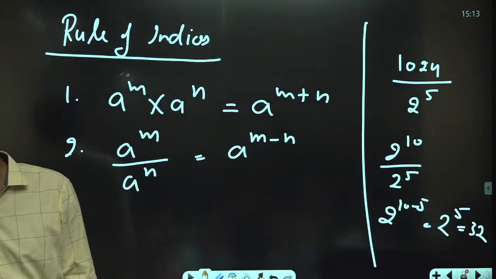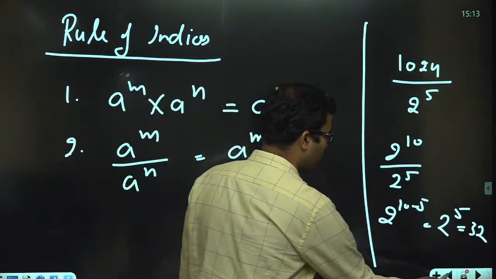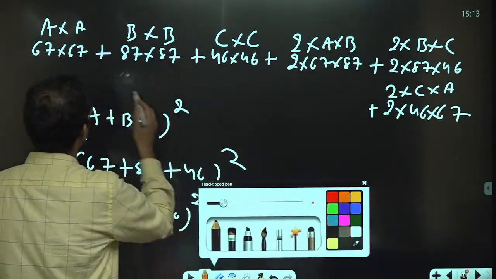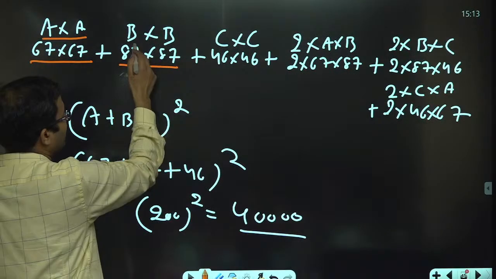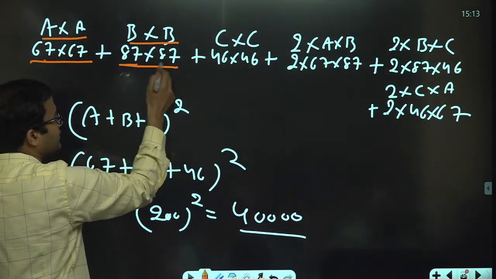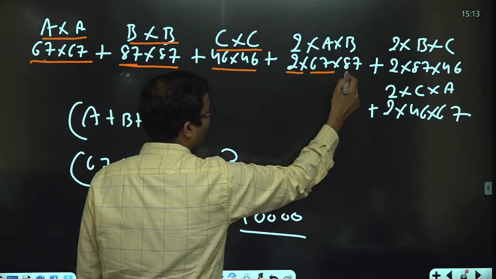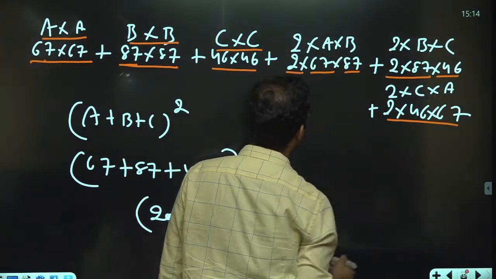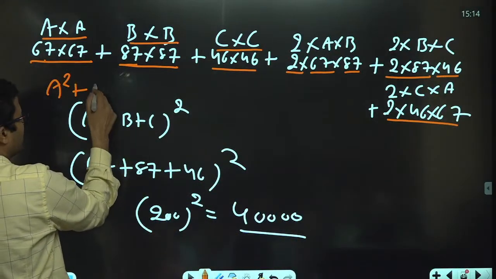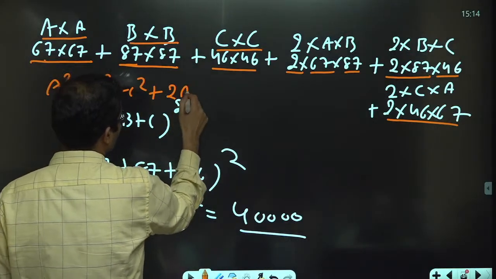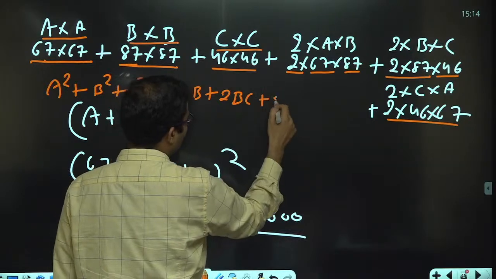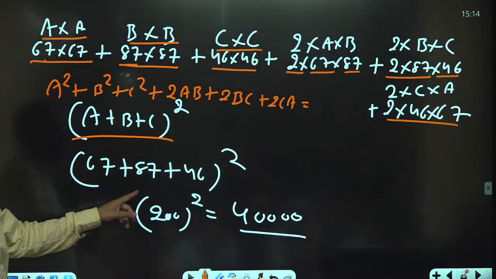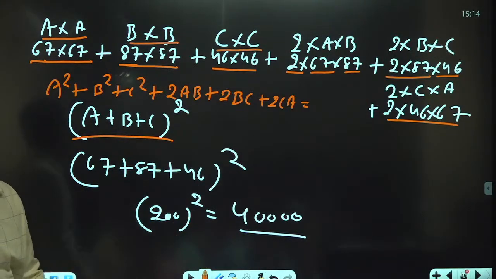Anji, what I have to repeat? Just wait, student, they asked me to repeat this thing. See here, I repeat. This is a into a square. This is b into b square, where I take a 67, b 87, c 46. This is 2 into a into b, 2 into 67 into 87. This is 2 into 87 into 46. So लिख लो, a square, b square, c square plus 2ab plus 2bc plus 2ca. It is a plus b plus c whole square. You take a 67, b 87, c 46 का whole square, you get your answer 40,000.